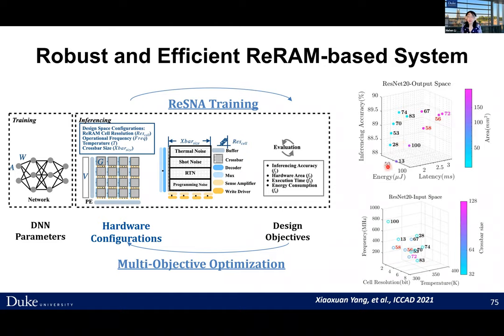Based on this analysis, we can identify which configurations will satisfy the design objectives. And we can also see that we can avoid high latency and high energy designs based on the criteria and the budget. We can also see some high cell resolution settings or high frequency settings appear in the Pareto front, okay, benefiting from our training methodology. Okay. This concludes my second part.